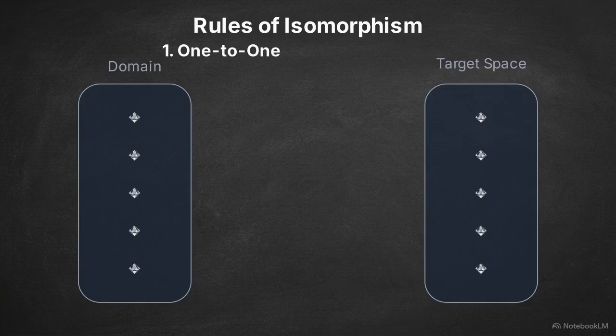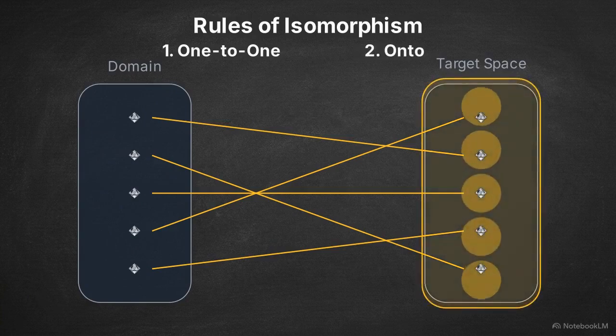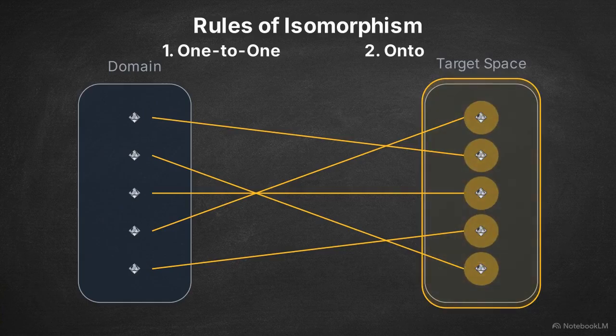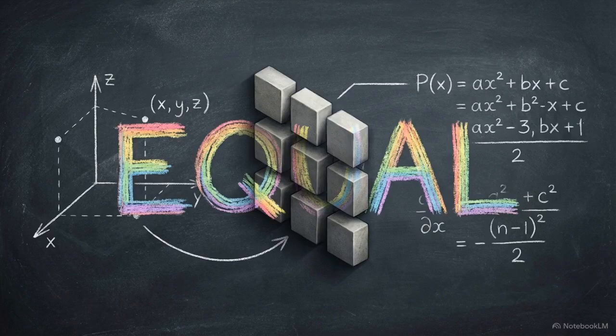First, it must be 1-to-1, meaning no two items in the first space map to the same item in the second, giving it a null space of exactly 0. Second, it must be onto, meaning the mapping spans the entire target space. Once those conditions are met, dimension becomes the primary differentiator between finite vector spaces. Everything else, whether you write it as a coordinate, a matrix, or a polynomial, is notation.